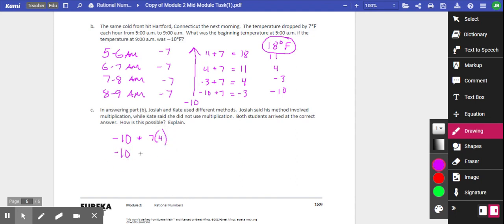So order of operations tells me to multiply. Different sign, subtract. 28 minus 10 is 18. Use the sign of the larger absolute value, positive 18 degrees. Whereas Kate, I'm going to assume Kate used the same format we did, where she just added negative 10 plus 7 plus 7 plus 7 plus 7. So is it possible? Yes, it is. Multiplication is just repeated addition.